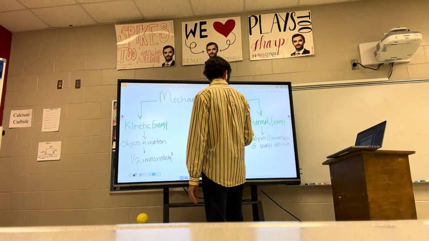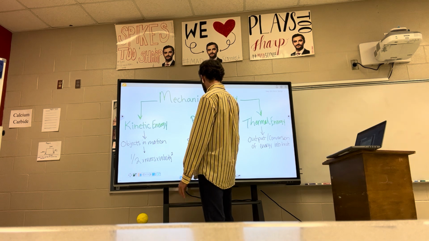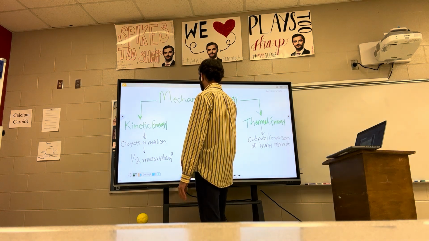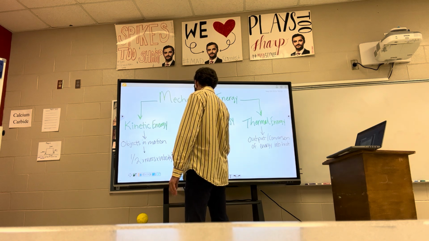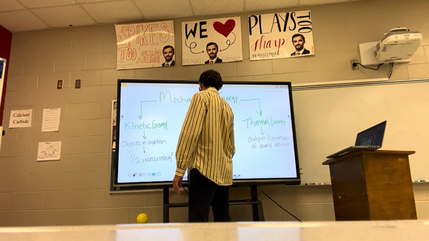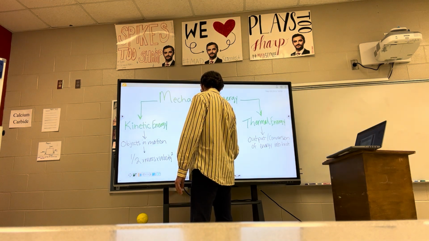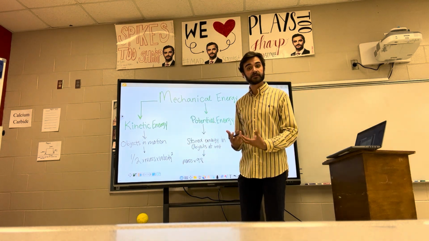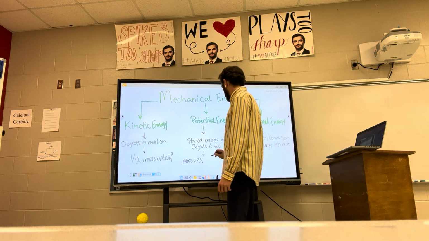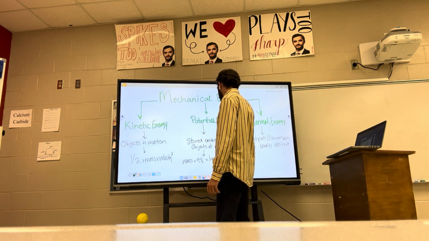Stored energy in objects at rest, this is potential energy. Its formula is really easy. It's mass times 9.8, that acceleration of gravity, which plays a huge role in how much potential energy an object is going to have stored within it, multiplied by its height.